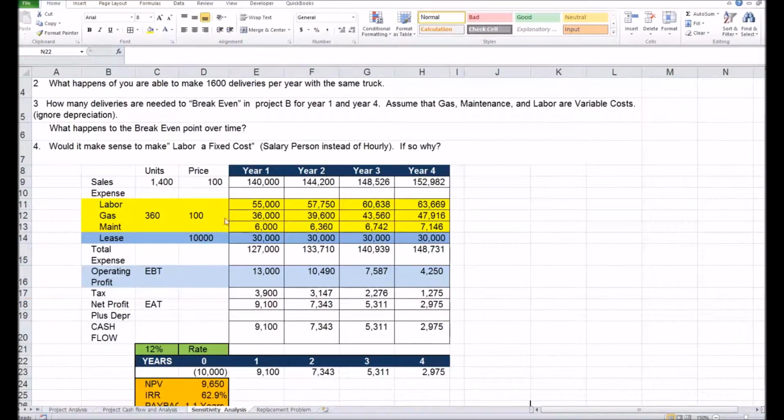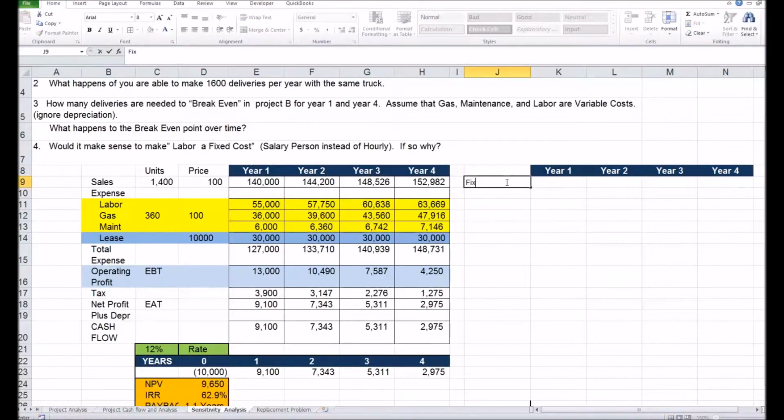For part 3, we're going to look at the break-even point for the project. So we go back to earlier chapters for our thinking on this. We see we have sales, we have labor, we have gas. To do break-even, we need to put that in terms of unit costs and fixed cost and variable cost. So I will copy my years across, something like that. And we need to know our fixed cost.